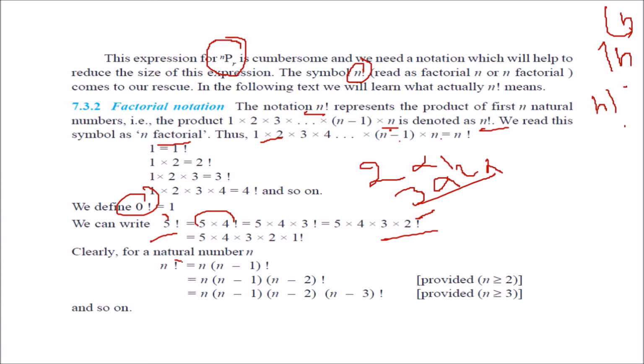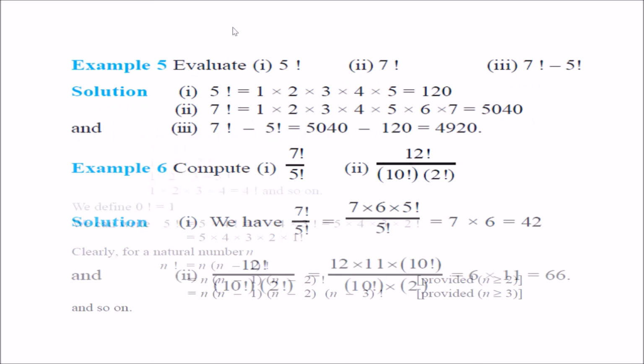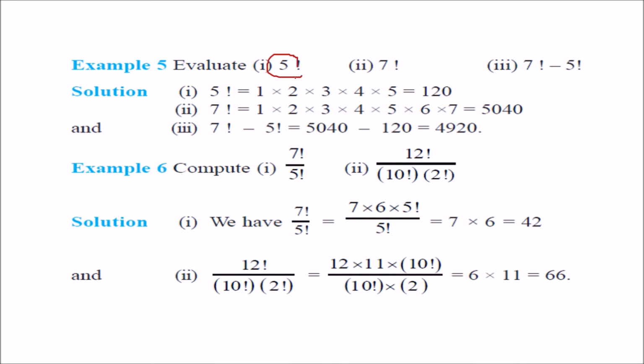So in general, factorial n is n into n minus 1 factorial. And n minus 1 factorial can be written as n minus 1 into n minus 2 factorial, and this can be written with n minus 3 factorial like this. So if you want to evaluate factorial 5, you start with 5 till 1 and multiply all the numbers. For 7, start with 7, multiply till 1, that is 5040. For factorial 7 minus factorial 5, take these values and subtract them.